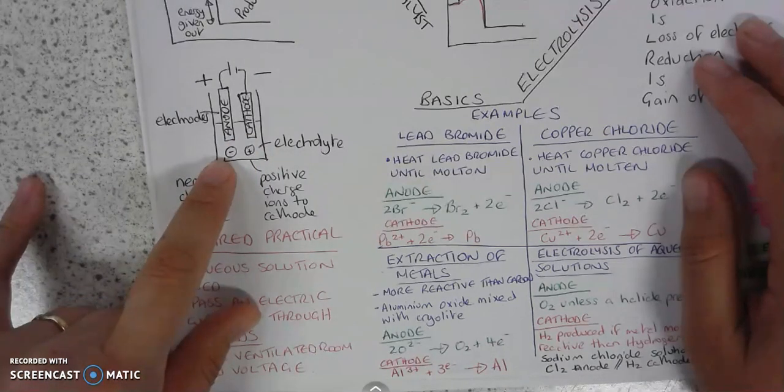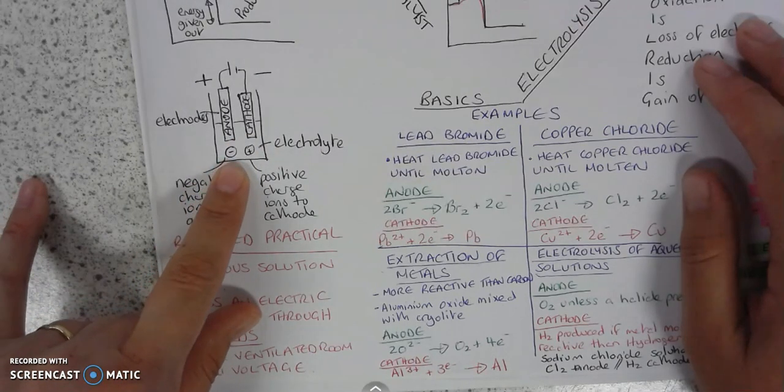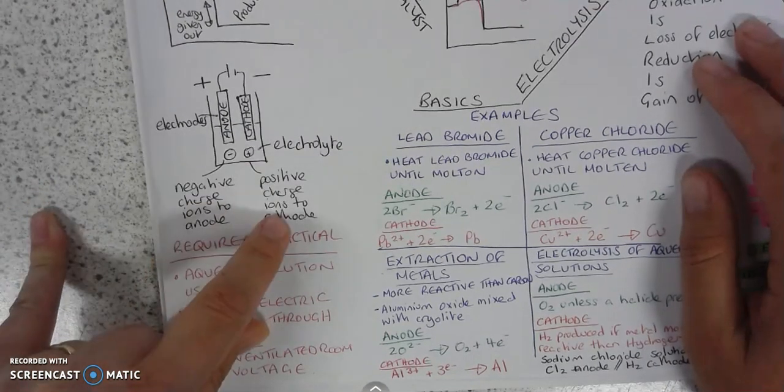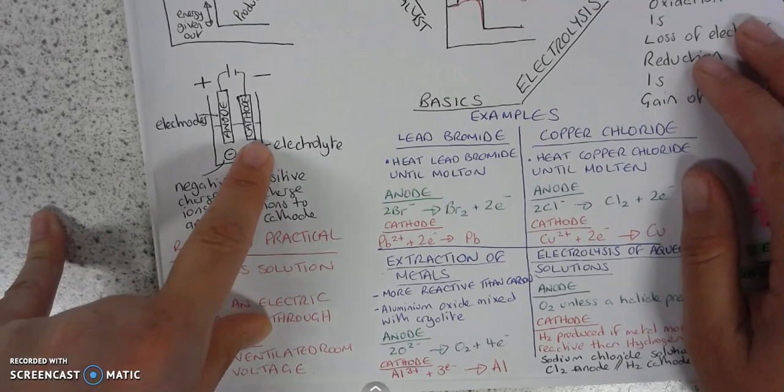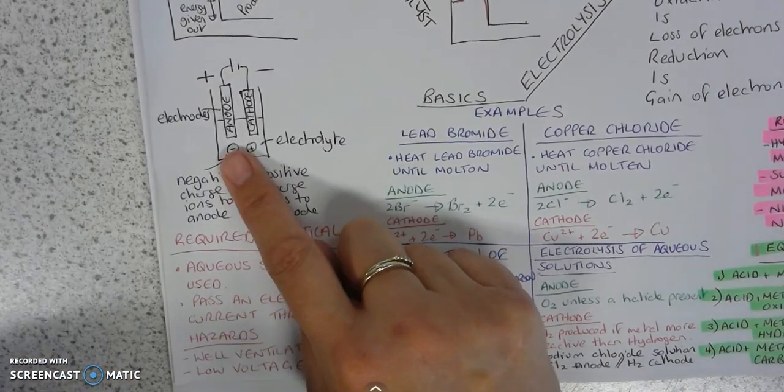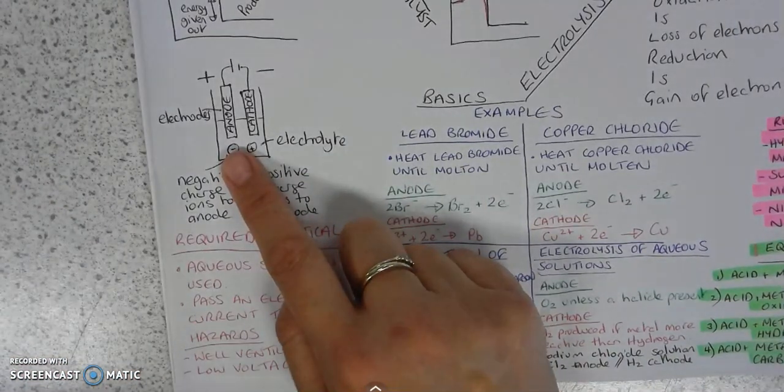In this solution, you've got these things called ions. So your negatively charged ions will go to your anode and your positively charged ions will go to your cathode. If you think about opposites attract. Now, the thing is with electrolysis, some people really struggle to remember which way around what goes on.